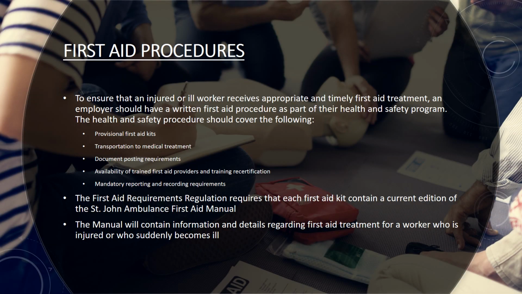First aid procedures. To ensure that an injured or ill worker receives appropriate and timely first aid treatment, an employer should have a written first aid procedure as part of their health and safety program. The health and safety procedure should cover the following: provisional first aid kits, transportation to medical treatment, document posting requirements, availability of trained first aid providers and training recertification, mandatory reporting and recording requirements.